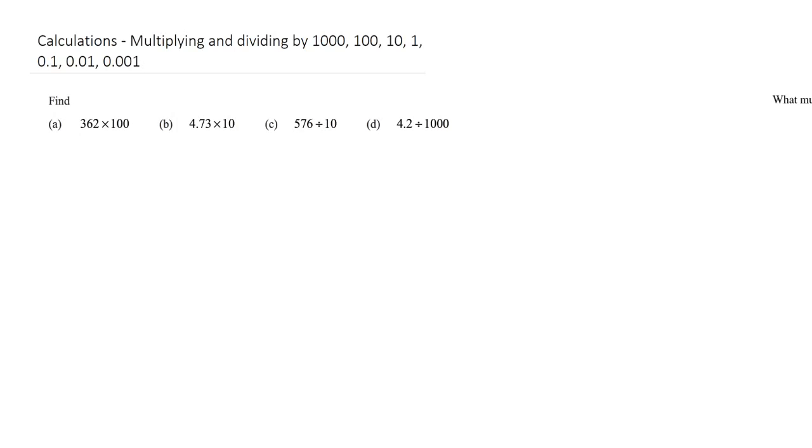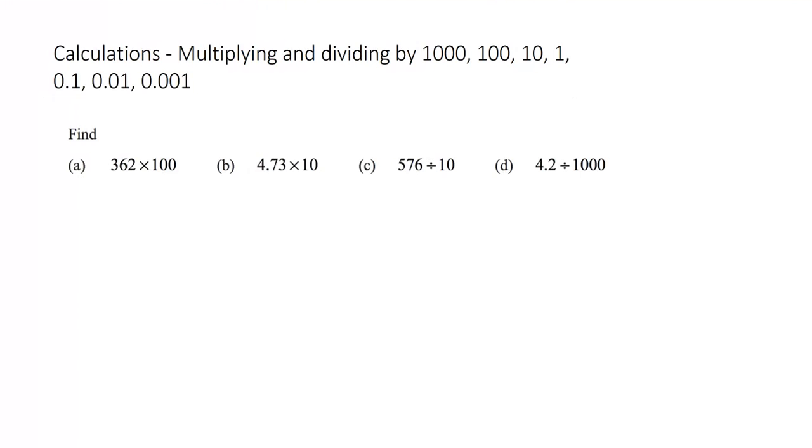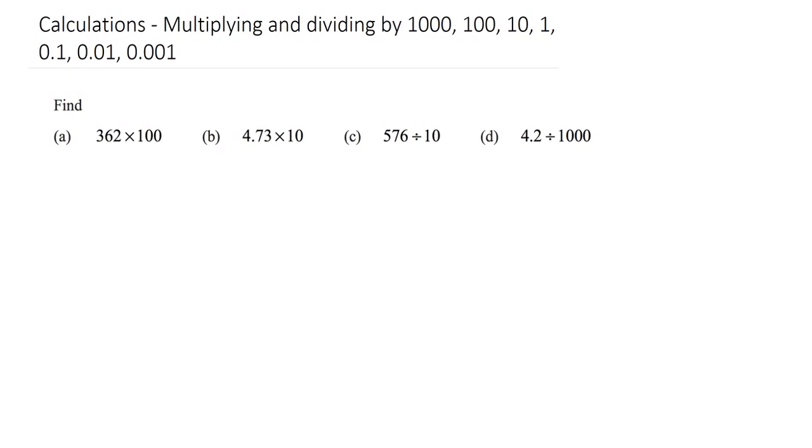In this video, we're going to take a look at how to multiply and divide by 1,000, 100, 10, and 1. And then at the end of the video, we'll take a quick look and see if we can multiply by some other related numbers, 0.1, 0.01, and 0.001. Okay, so to do this, we're going to need to think about our place value columns.